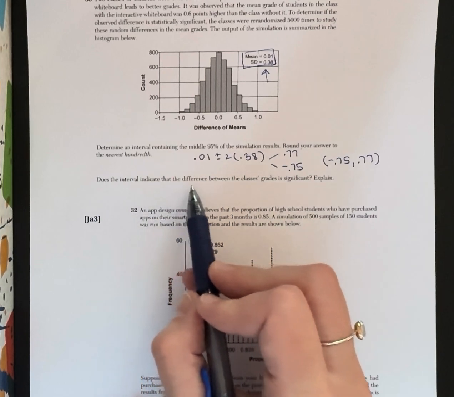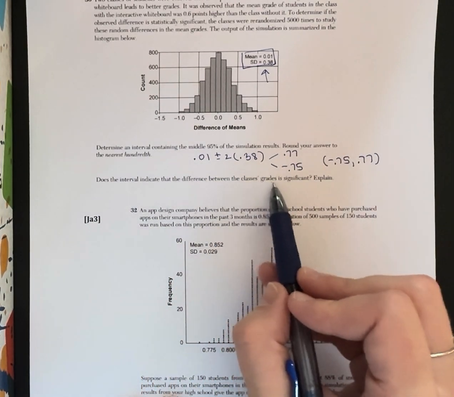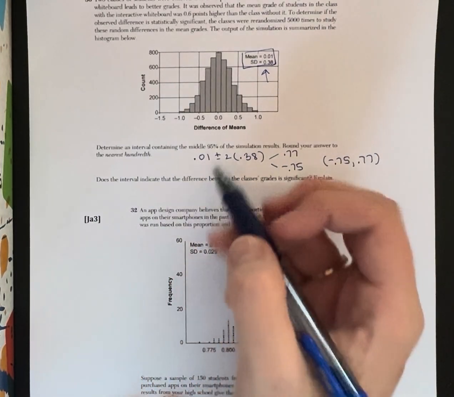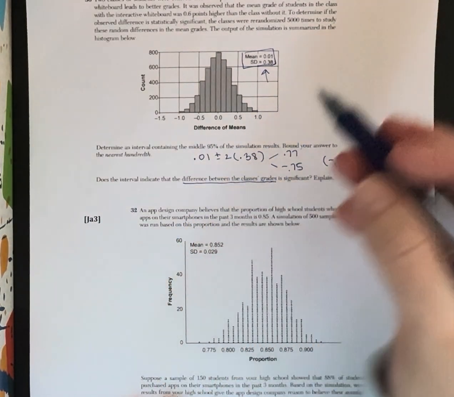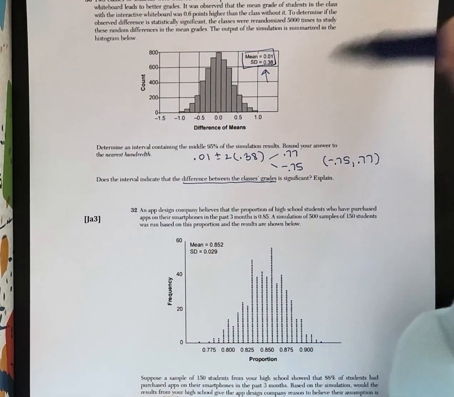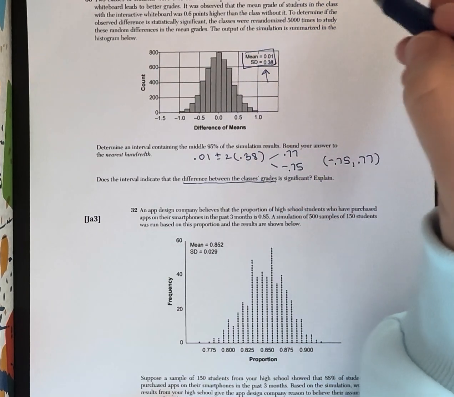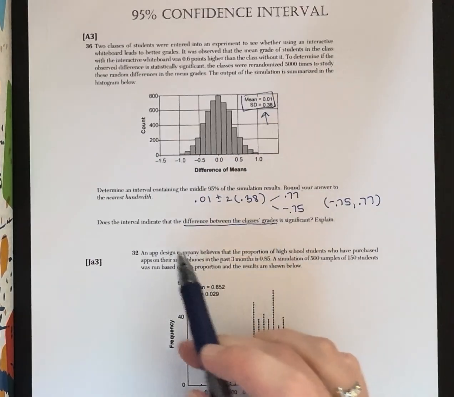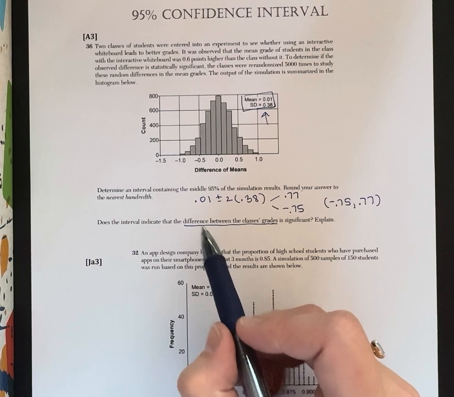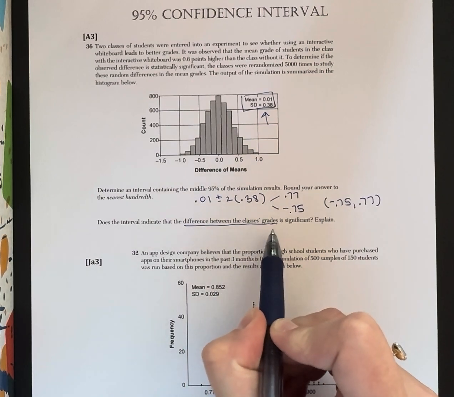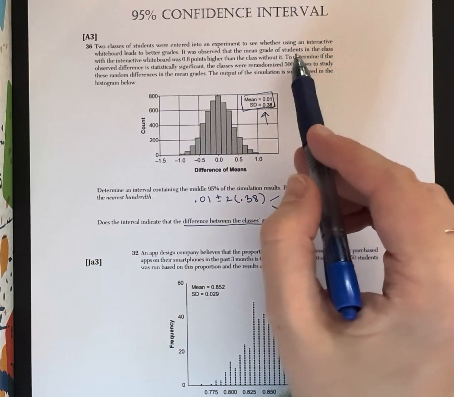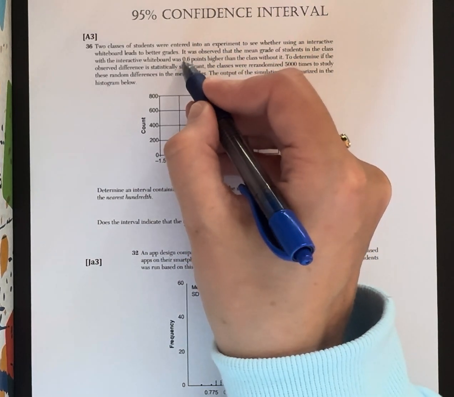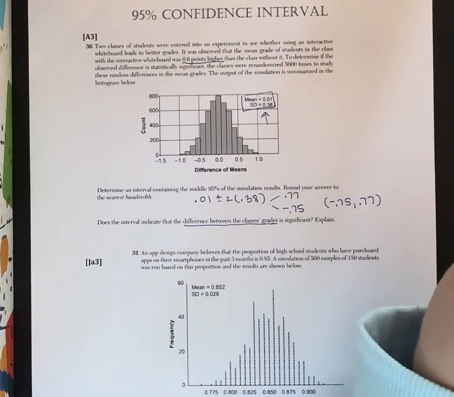Does the interval indicate that the difference between the class's grades is significant? Explain. We don't know what this is. It's in the blurb. If you don't know what they're talking about, you have to go back and read. So let's find what they're talking about. The difference between the class's grades. It was observed that the mean grade of students in the class was 0.6, there it is, 0.6 points higher.